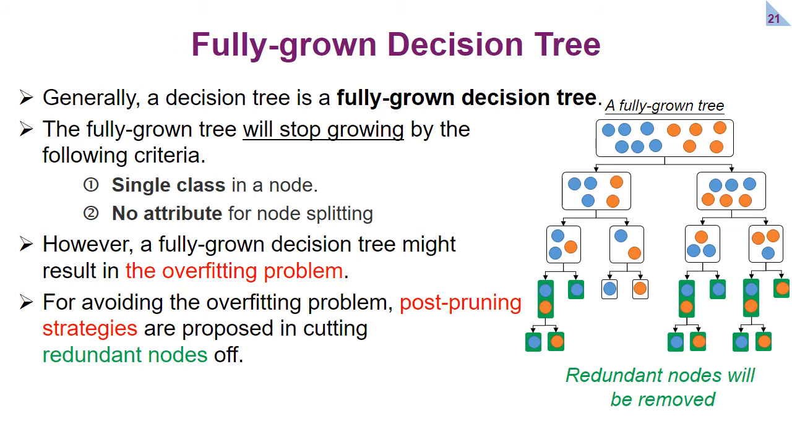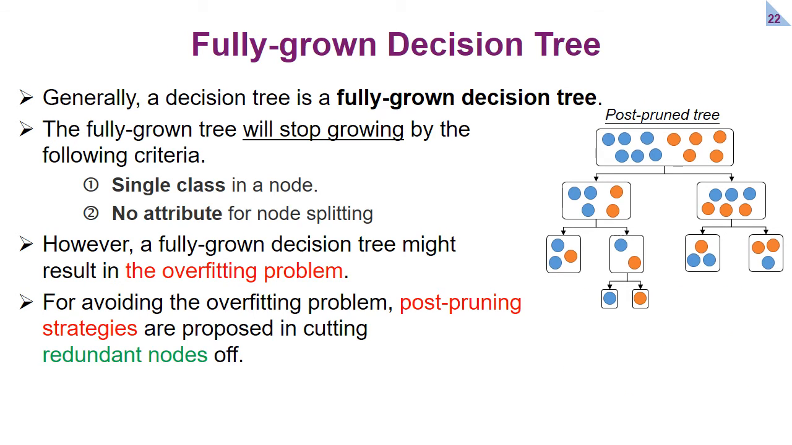In general, a decision tree is fully grown, and it will stop growing when there is only a single class in the node, or there is no attribute left for node splitting. But a fully grown decision tree usually has the overfitting problem. To solve this problem, the post-pruning strategy is usually used to cut the redundant nodes off. For example, in the right-hand side figure, the green nodes are cut off by the post-pruning strategy to avoid the overfitting problem.